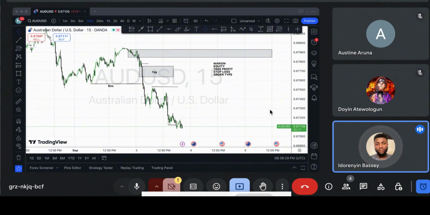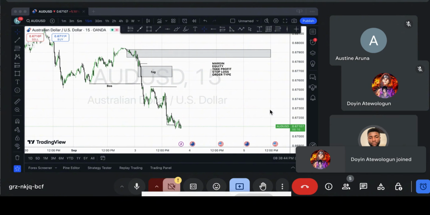So we're going to look at margin level and margin call. So margin level is a ratio of your account equity.